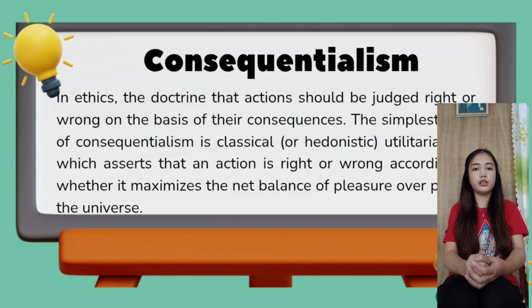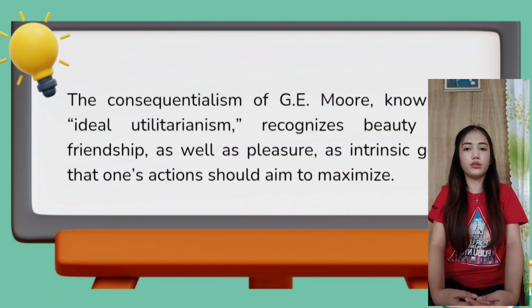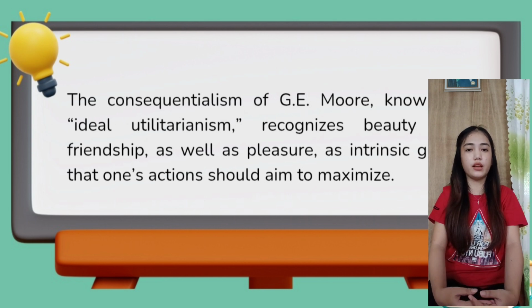The consequentialism of G.E. Moore, known as ideal utilitarianism, recognizes beauty and friendship, as well as pleasure and instinctive goods, that one's actions should aim to maximize. So, an example of consequentialism is if telling a lie saves someone's life, then under consequentialism, lying is morally acceptable because the result is good.